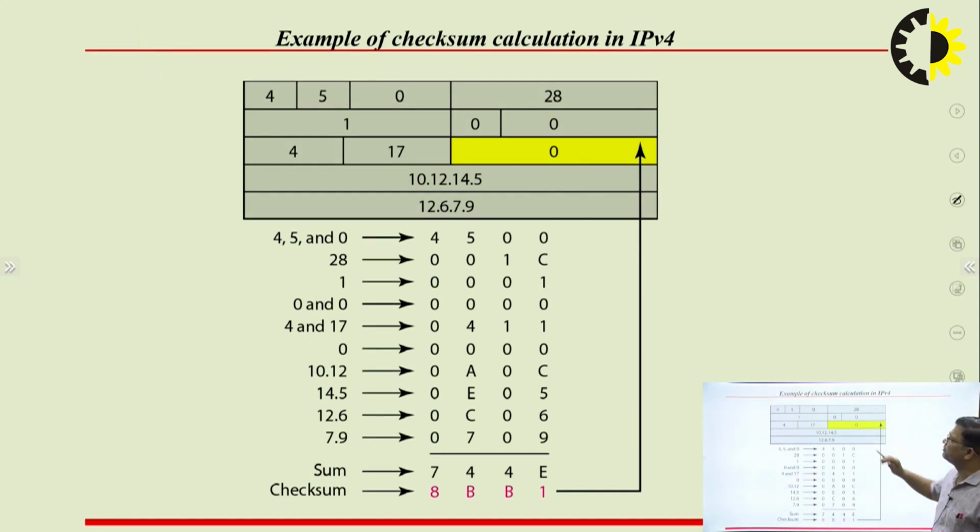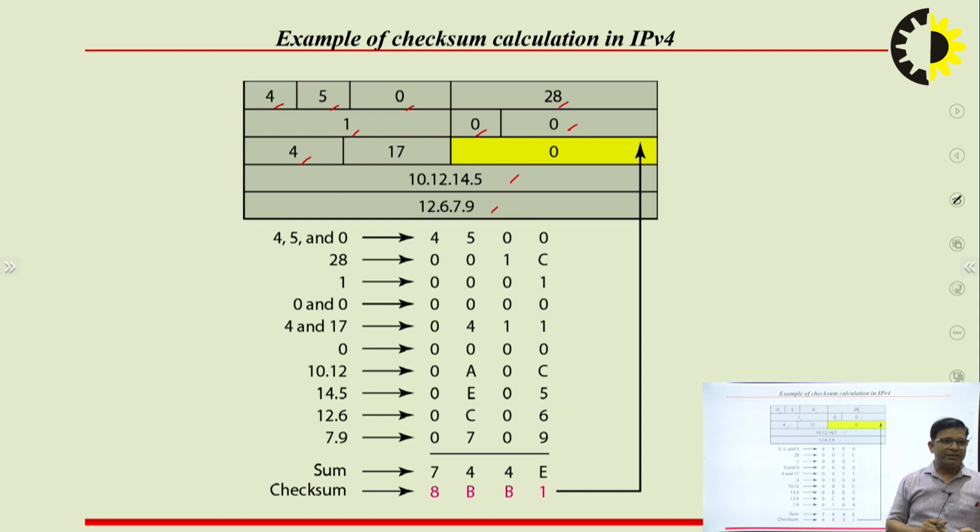Okay. So how can we calculate this field? For example, this is an example of the checksum. This is the IPv4 header datagram. This is the version field. This is the header length. This is the services field. This is the total length. This is the fragmentation part, where the first bit is 0, then do not fragment and more fragment. This is the fragment offset. This is the time to live, and so on. This is the source IP and this is the destination IP. So how can we calculate the checksum?